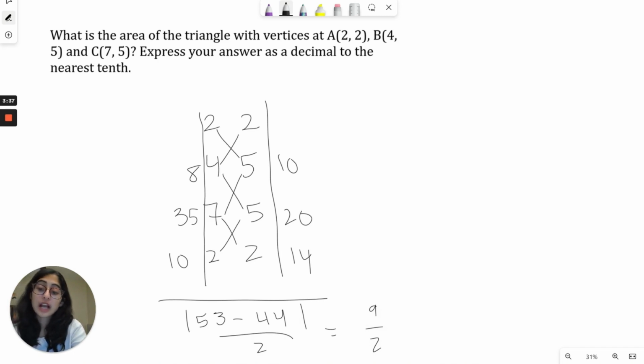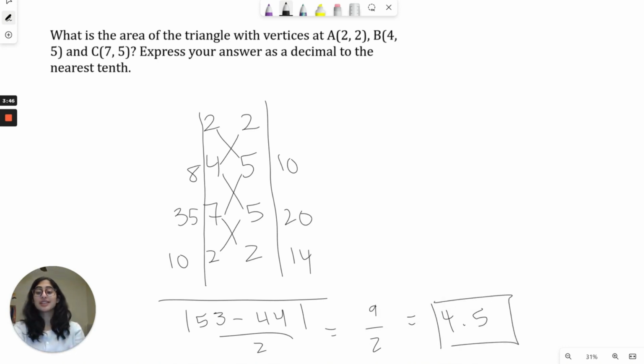And so our answer is 9/2, but it wants it as a decimal to the nearest tenth. So this will be 4.5. And this is how finding the area of any polygon using shoelace theorem works. So there'll be some extra practice in the handouts, and this is super useful, so remember it.